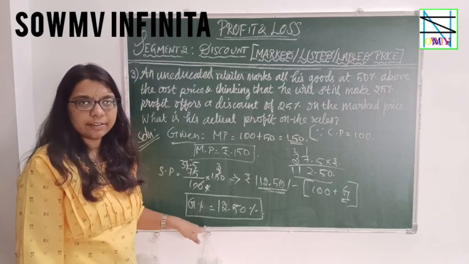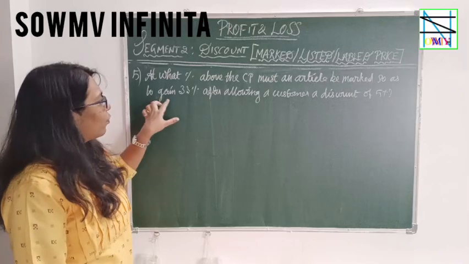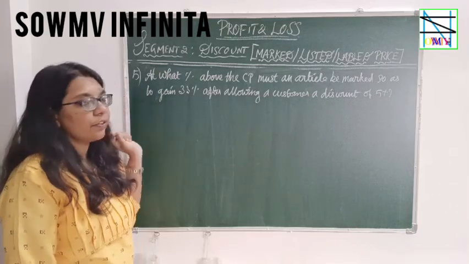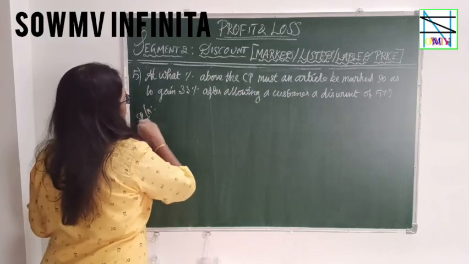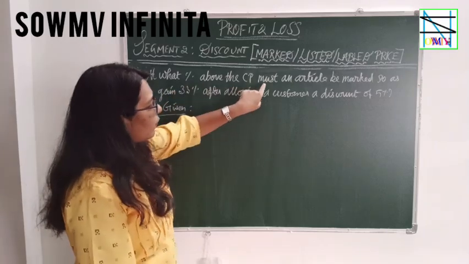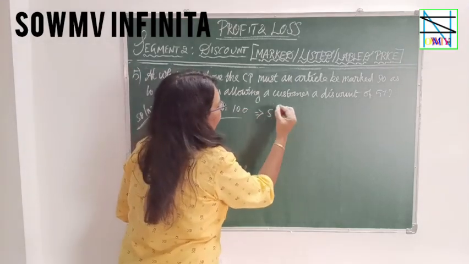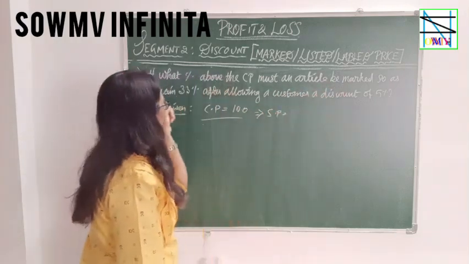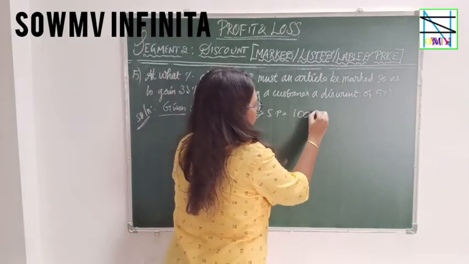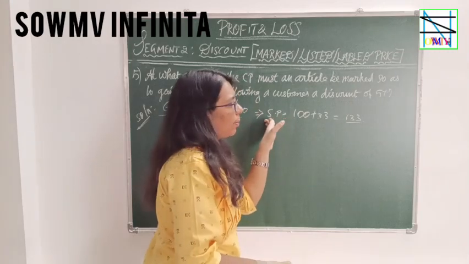The fourth one is, at what percent above the CP must an article be marked so as to gain 33% after allowing a customer a discount of 5%? Okay, let's solve this. The solution, given is what percent above the CP. So assuming CP is 100, we can find the SP value. An article be marked so as to gain 33%, that means above the CP. 100 plus 33 is equal to 133, which is the selling price value.